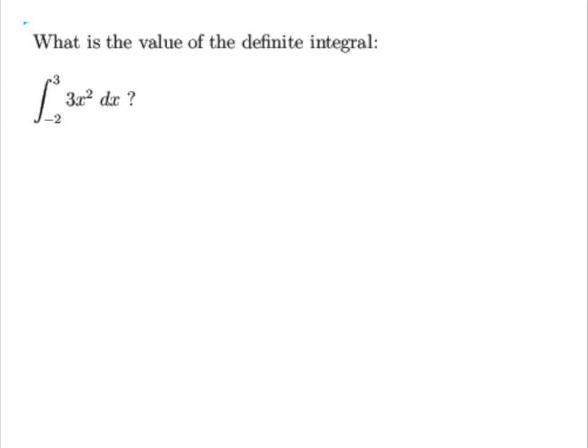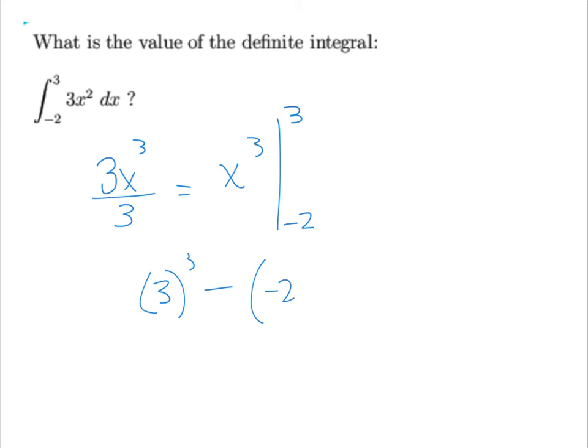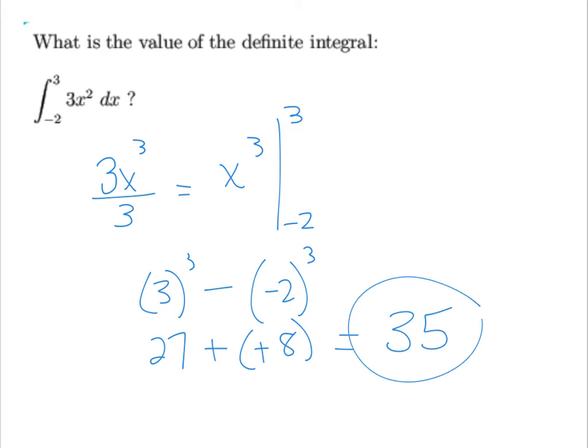Okay, one more. What is the value of the definite integral? We have from negative 2 to 3 of 3x squared dx. So I want to integrate. So I have 3x to the third over 3, which is the same thing as x to the third. And I want that from negative 2 to 3. So that's going to be 3 to the third minus negative 2 to the third. So this is 27, and then this will be minus a negative 8. So that's plus, and so that will be 35.